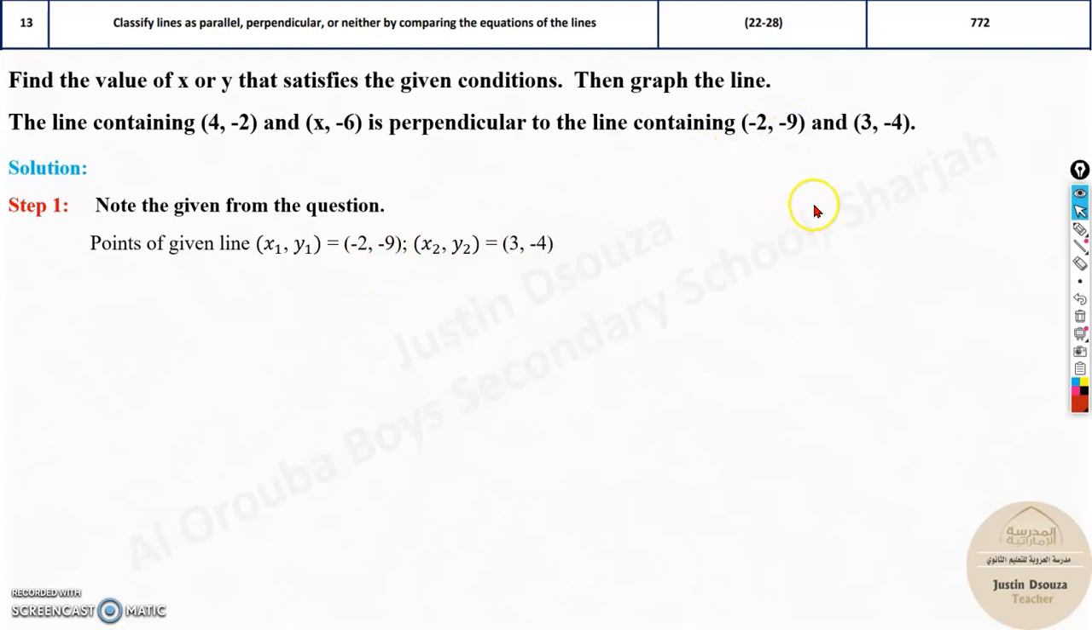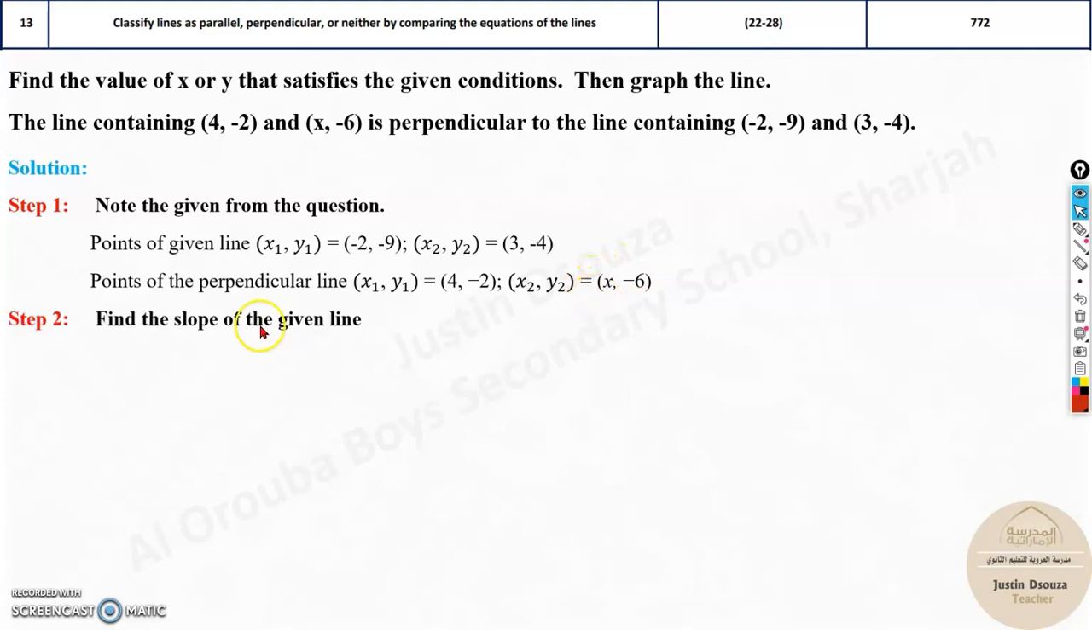Given line is over here: x1, y1 is minus 2, minus 9, x2, y2 is 3 and minus 4. Then the points of the perpendicular line which we have to solve: x1, y1, x2, y2. But remember, x2 is unknown, so it is x. Now next is to find the slope of the given line. Use the slope formula, m equals y2 minus y1 divided by x2 minus x1. Substitute: minus 4 minus of minus 9 divided by 3 minus of minus 2. Put it in the calculator, 5 by 5, it's 1.